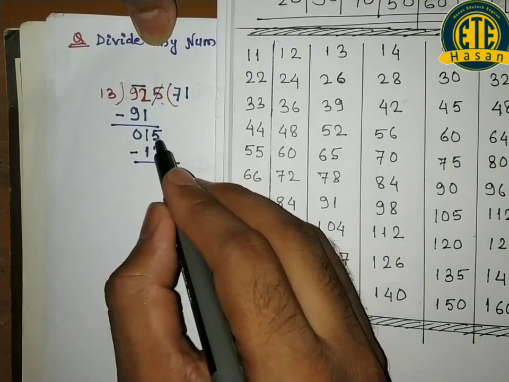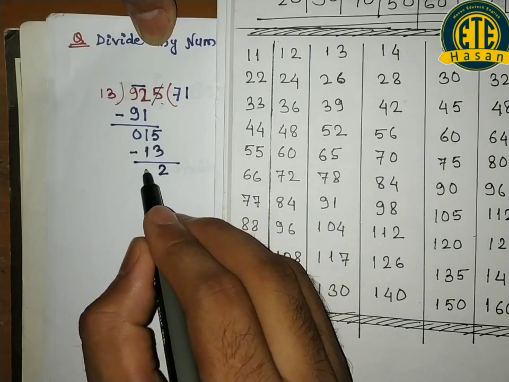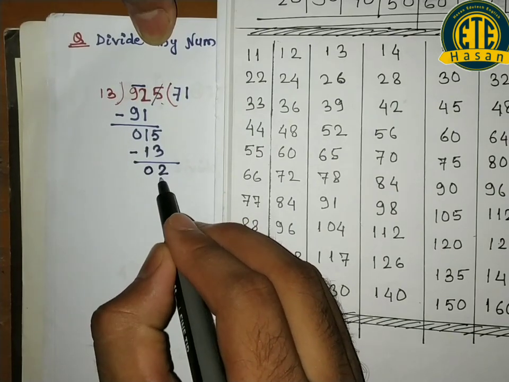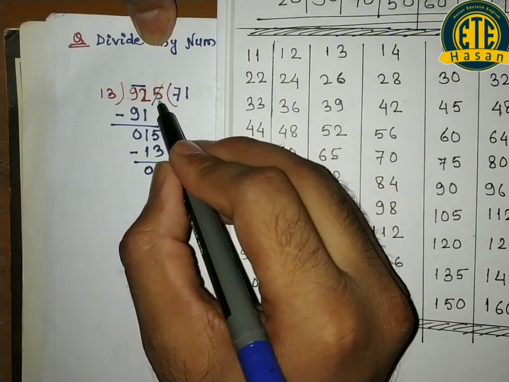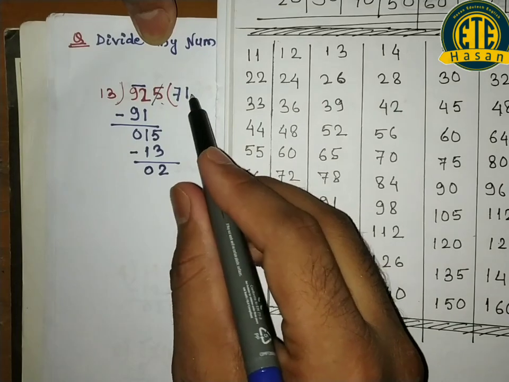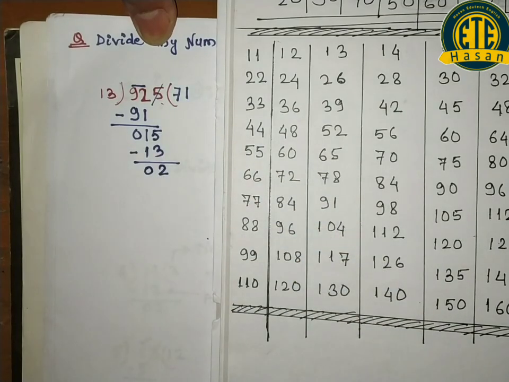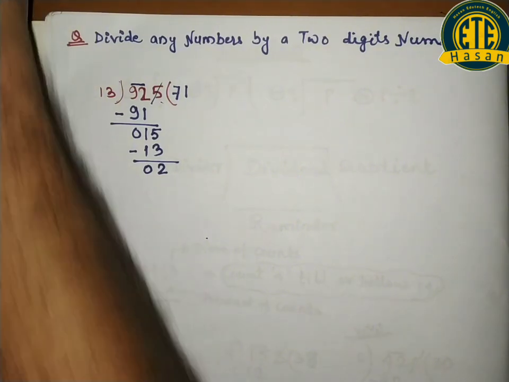So now subtract it. 5 minus 3 will be 2. 1 minus 1 will be 0. After subtracting we have to bring down our next number. There is no next number here, so our answer is over. I get the quotient 71 and the remainder 2. Okay, so let's take another example.